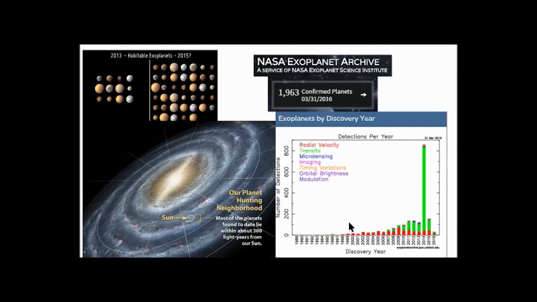So this is a graph showing the number of planets we've detected in the past few years. But this is inside our galaxy, and that dot in the middle is our sun, and then the circle around it is where we found most of the planets. So we haven't looked very far yet, and we've already found almost 2,000 planets.